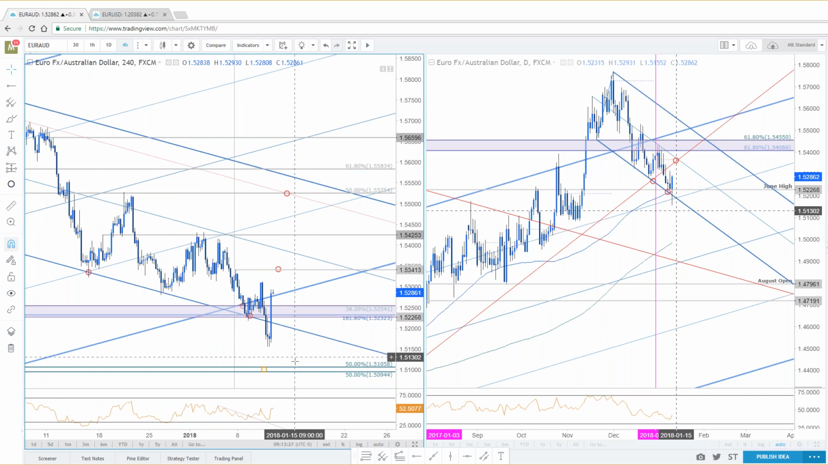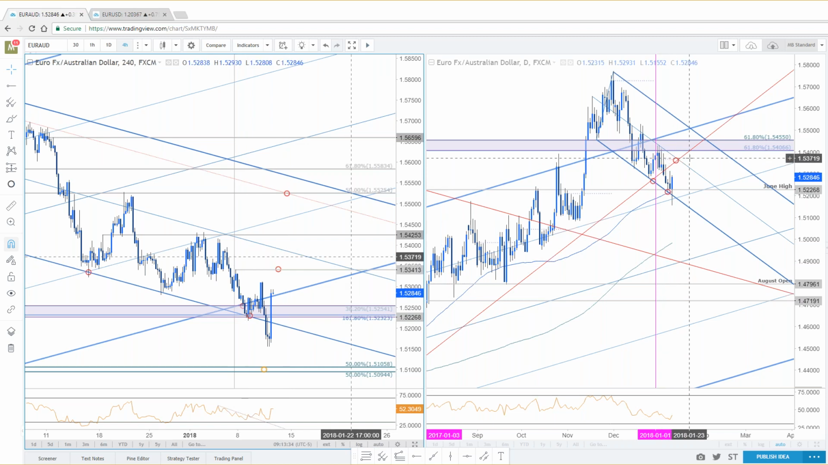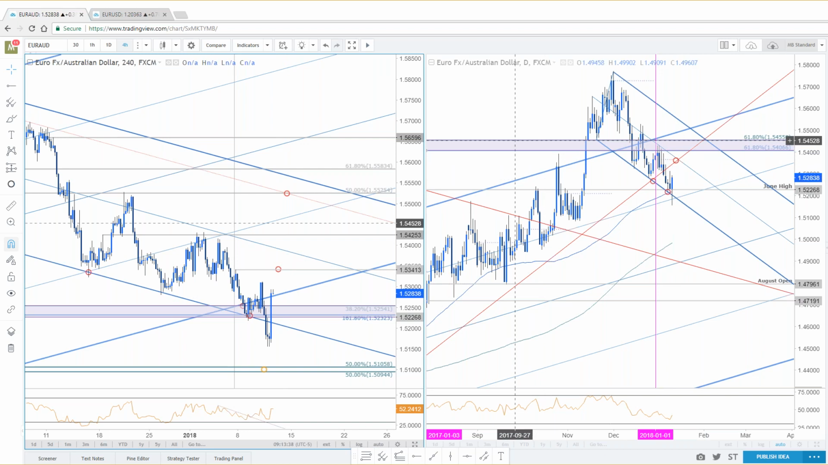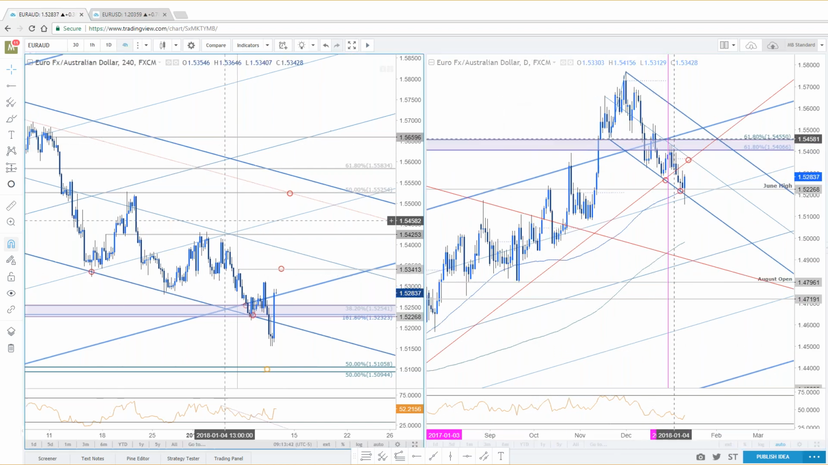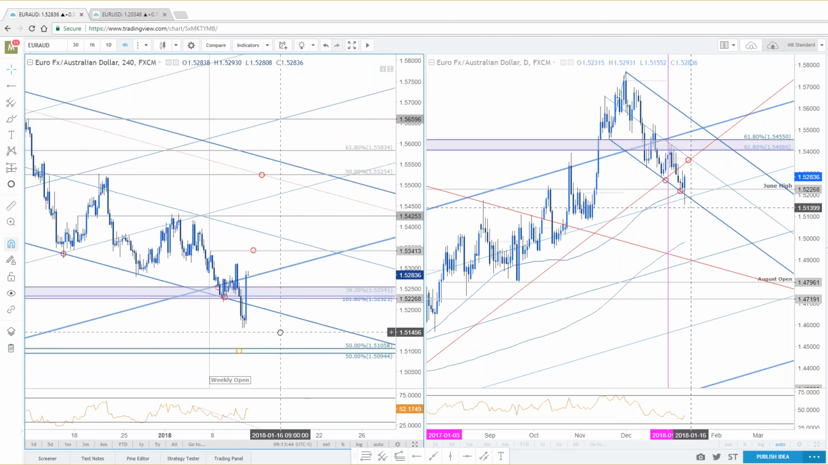So yeah, I think Euro Aussie floats a little higher here. Look for 53.40. Look for 53.80. The median line, the monthly open. This whole region is going to be pretty big. Questions on Euro Aus?